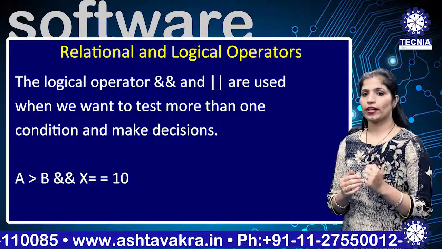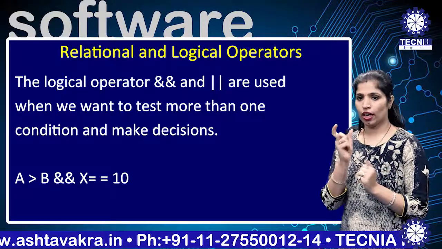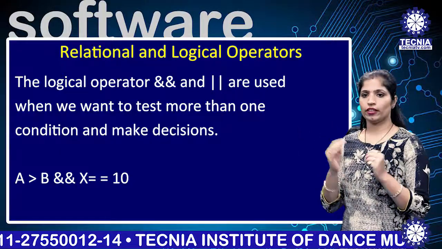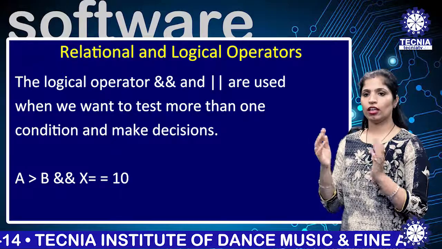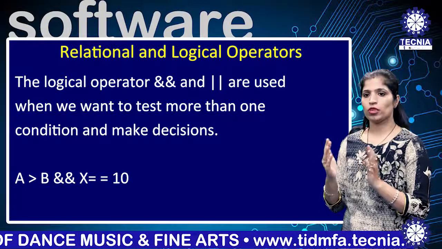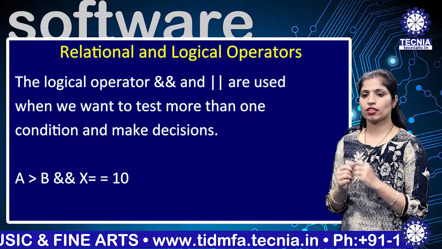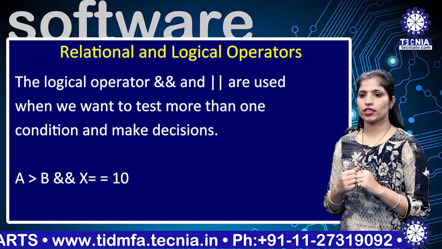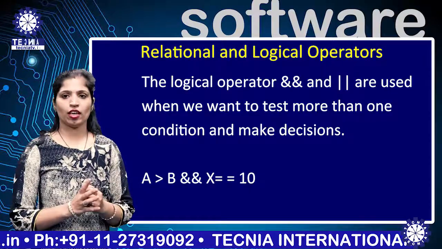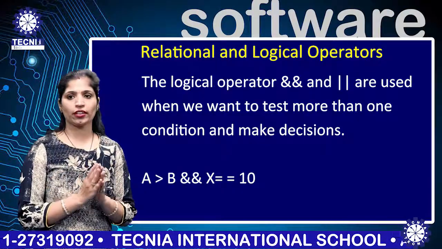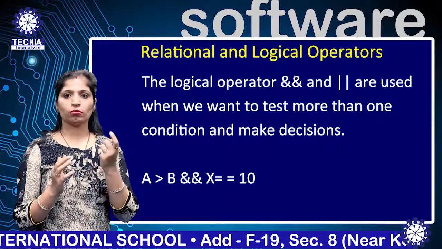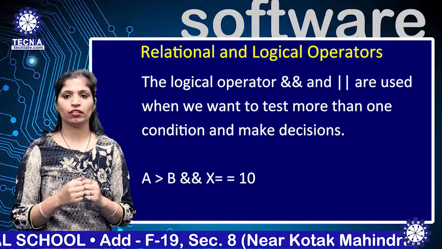For example, A is greater than B and X is equal to 10. Here greater than and equal to are the relational operators and the and is a logical operator amongst two different relations. An expression of this kind, which combines two or more relational expressions, is termed a logical expression or a compound relational expression. The logical expression discussed above is true only if A is greater than B is true and X equals 10 is true. If either or both of them are false, the expression will be false.